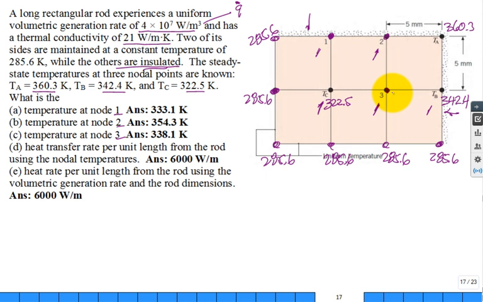So first thing, discretize. Get the volume for each node. Even if the node already knows the temperature, just get the volume. So what you do is you cut in between.